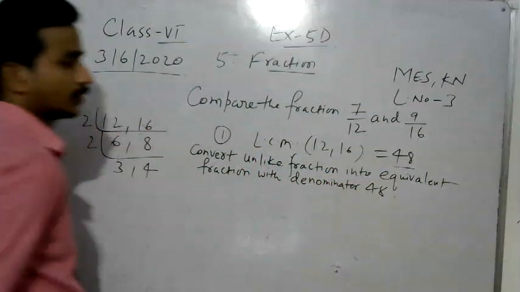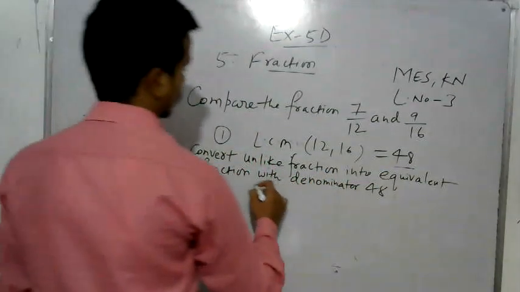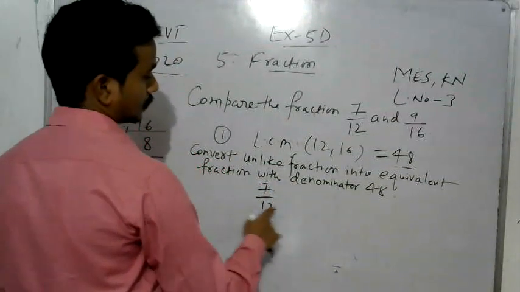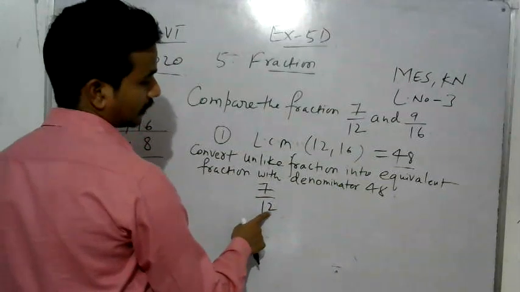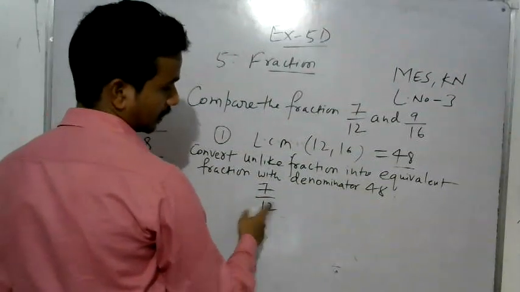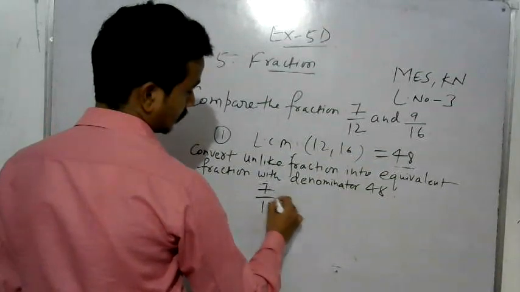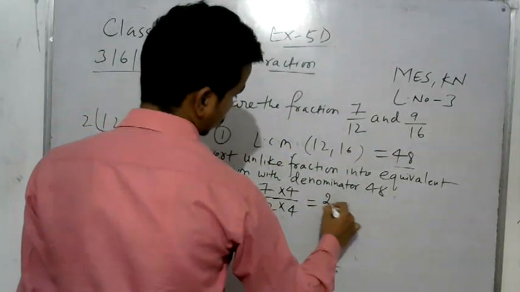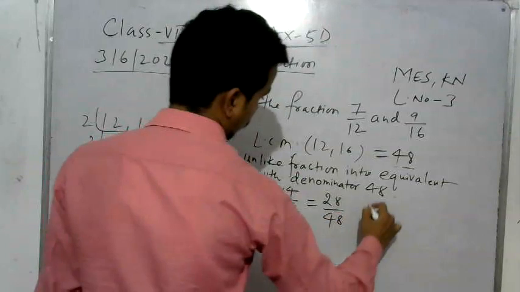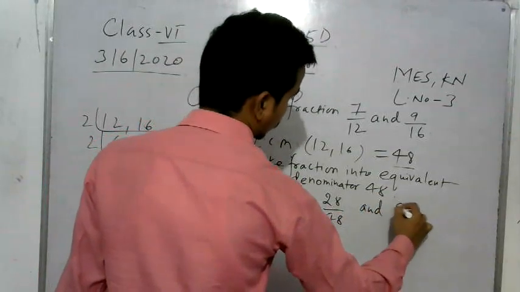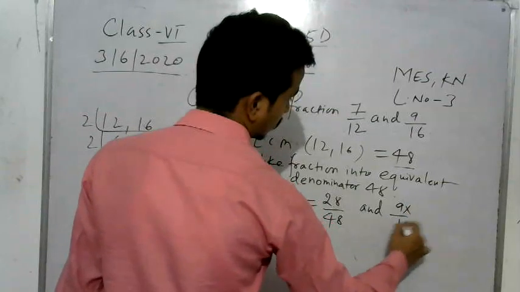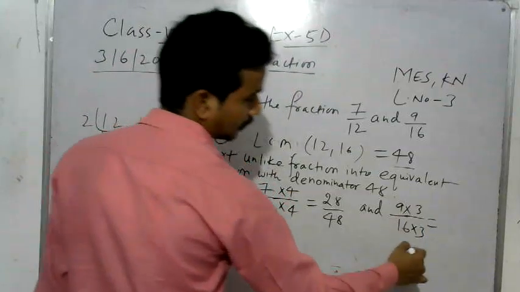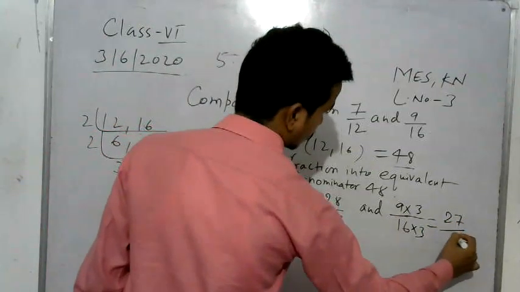Okay, with denominator 48. So 7 by 12 equals. If you want denominator 48, you have to multiply 12 by 4. So to make an equivalent fraction, we have to multiply both numerator and denominator by 4. So here we will get 28 by 48. And for 9 by 16, we have to multiply 16 by 3 to get 48, so into 3 in both the numerator and the denominator. So this is 27 by 48.